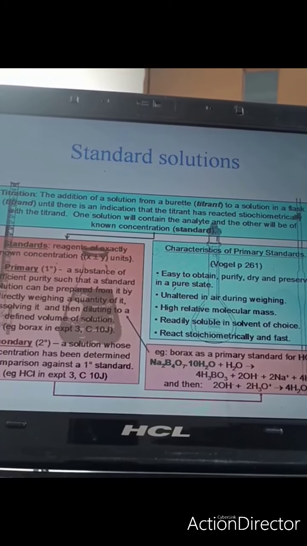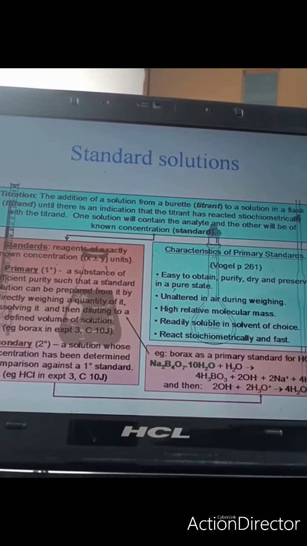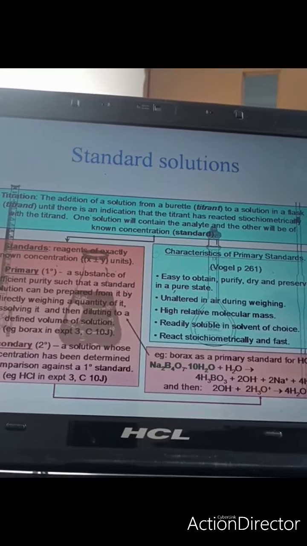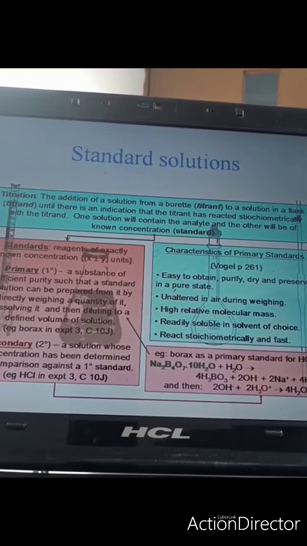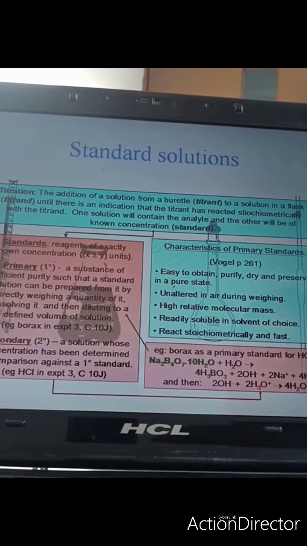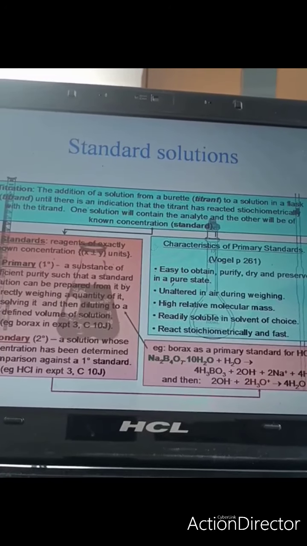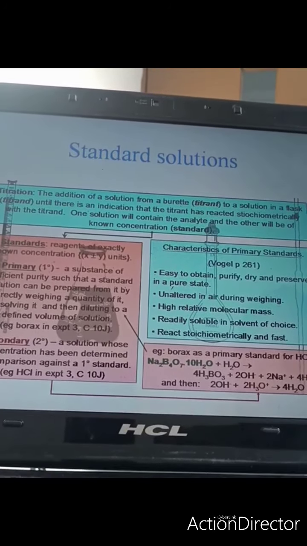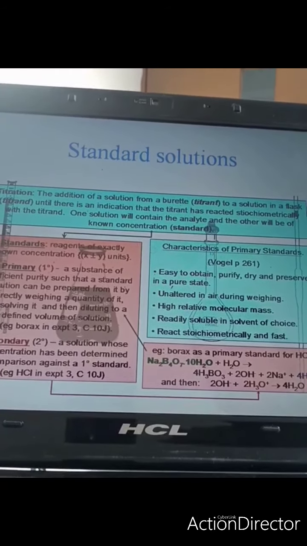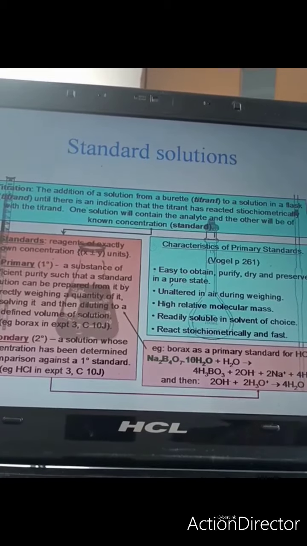Secondary standard solutions cannot be prepared directly, like NaOH. If you start weighing NaOH, it picks up water; it is hygroscopic. So in that case, we first titrate it against some standard solution, find out its concentration, and then it is used. Such standard solutions are known as secondary standards.